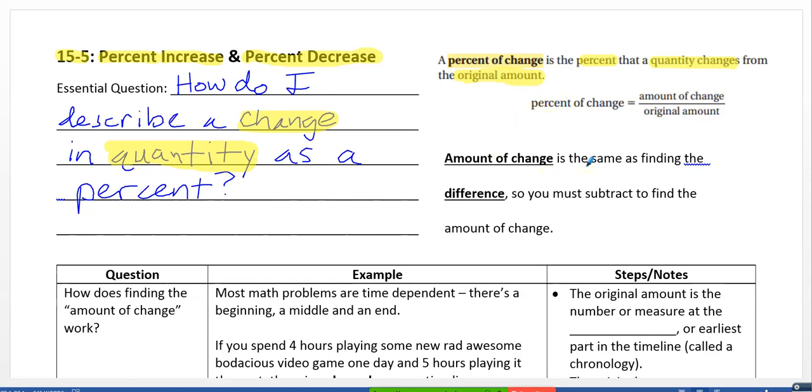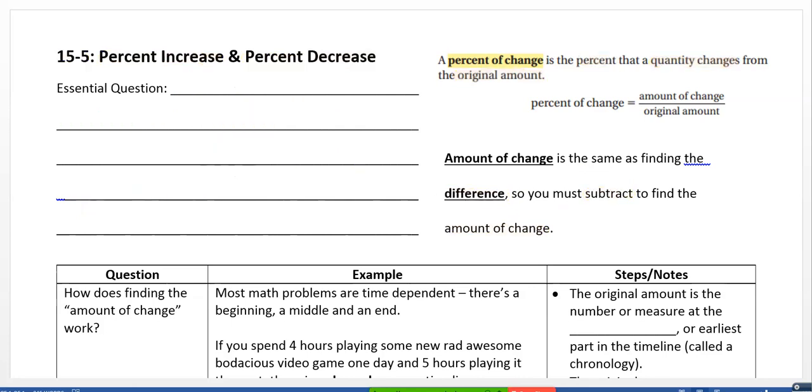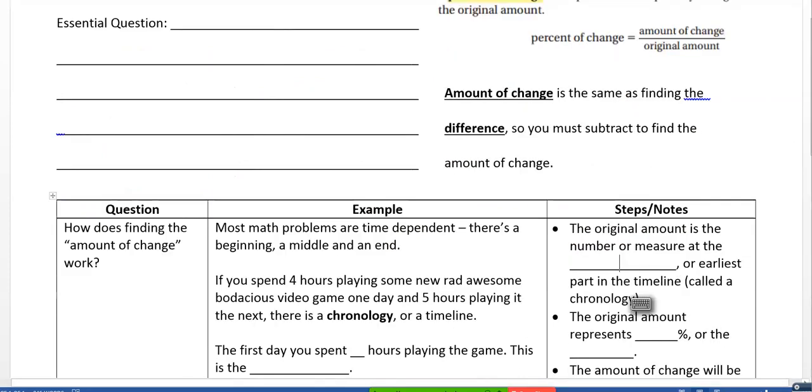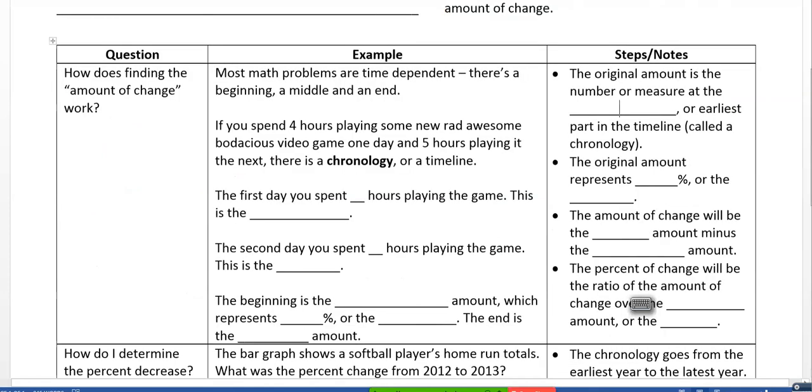Okay, amount of change is the same as finding the difference. I'm sorry about that blue line, it just means there's a grammatical error according to Word. So you must subtract to find the amount of change. And that amount of change will always be positive, always. But the total percent increase or decrease may be positive or negative depending on which way you're going. So we'll go through that in an example.